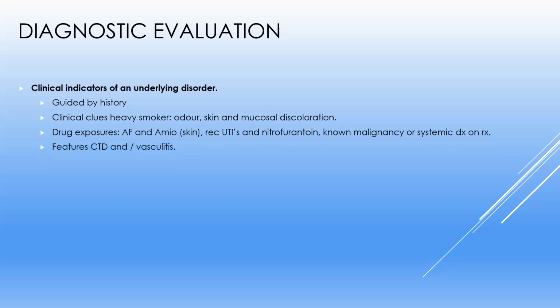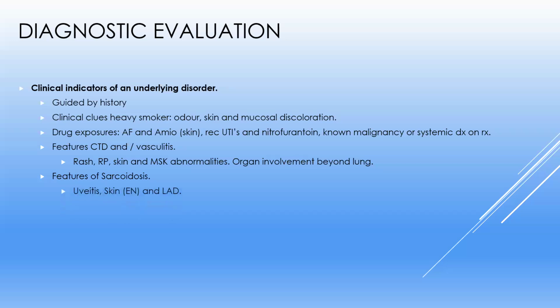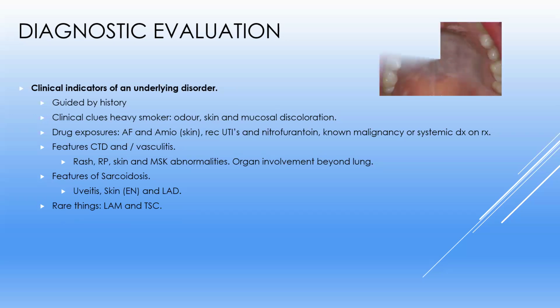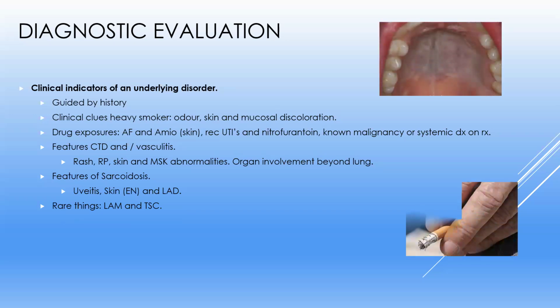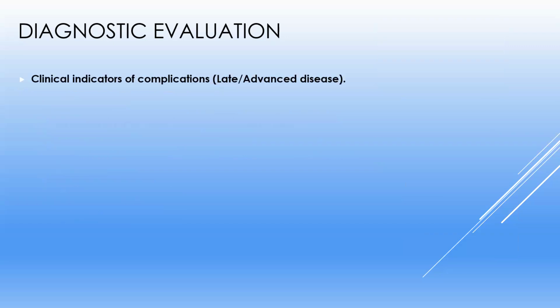And obviously look for features of connective tissue disease and vasculitis, whether it's a rash, Raynaud's phenomenon, skin and musculoskeletal abnormalities, and obviously organ involvement beyond the lung. And then features of sarcoid, I'm sure we're all familiar with. The classical involvement is the eye, the skin, and the nose. And then rare things, a patient with tuberous sclerosis, always consider the patient having LAM as an etiology. Just some simple pictures describing discoloration and nicotine staining on the hands.